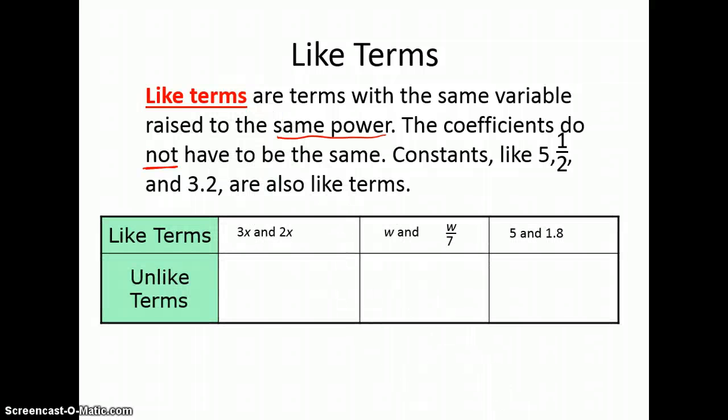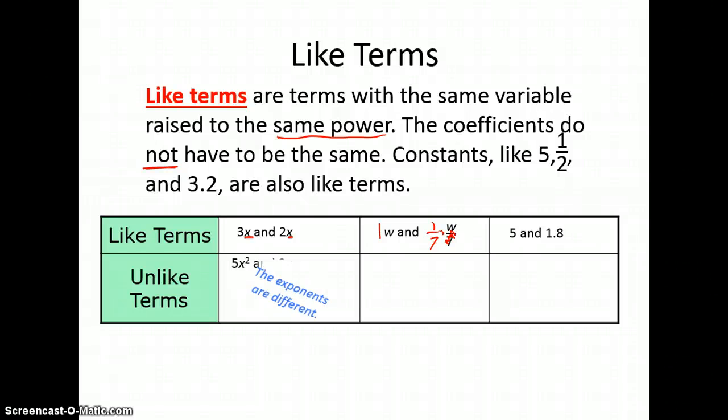Let's look at some examples of like terms. 3x and 2x are like terms because they have the same variable. Notice they don't have to have the same coefficient. w and w over 7 are like terms. Remember, w over 7 is actually the multiplication problem of 1/7 times w. So the coefficient is 1/7, and the coefficient of w is actually 1. 5 and 1 8/10 are like terms because neither of them has a variable. I can add those without any problem.